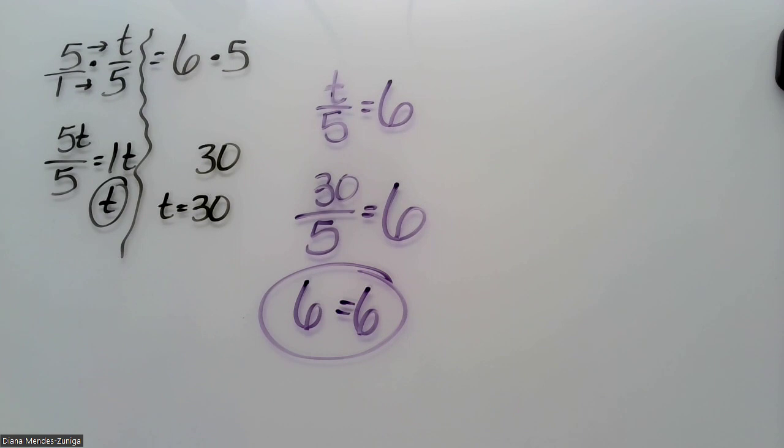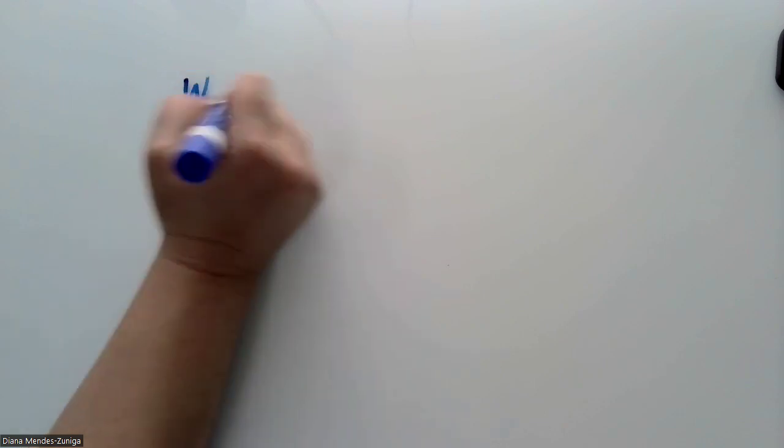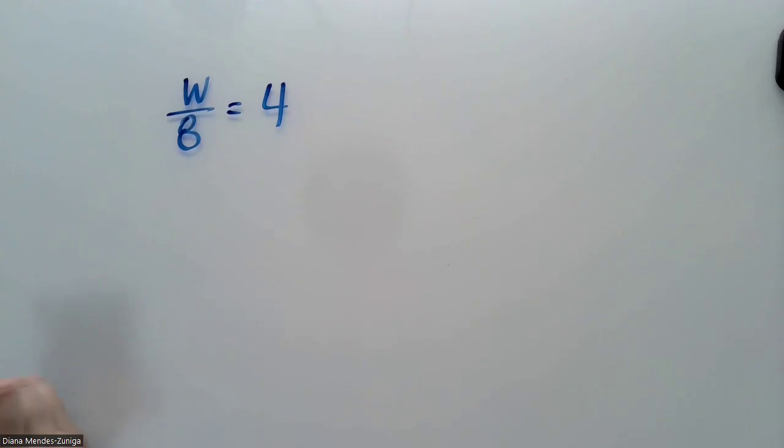Okay, so let's try one more. It's the same concept. We're just going to do it with different numbers. So let's do w over 8 equals 4.